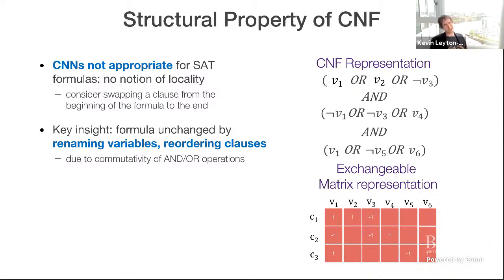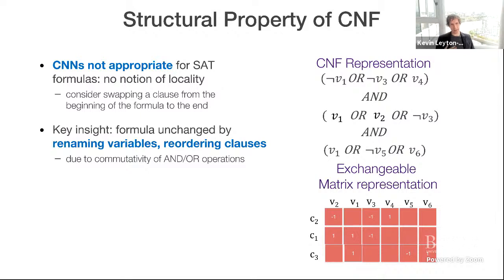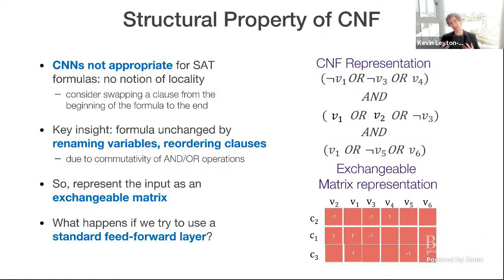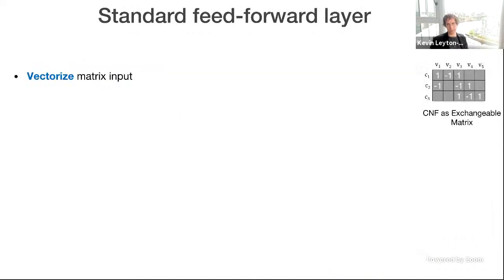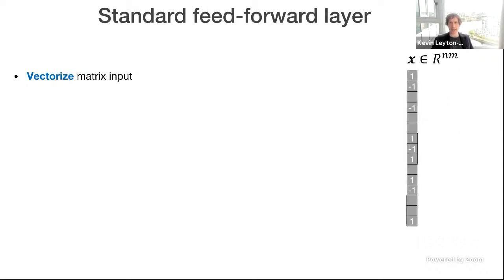So in SAT, the key insight is that the formula is unchanged by renaming variables or reordering clauses, because the and and or operations in the CNF are commutative. So we want to say that the input to a SAT formula should be represented as an exchangeable matrix. So what happens if I try to use a standard feed-forward layer of a neural network on an exchangeable matrix like this? Well, typically what you would most naively do in machine learning is you take your exchangeable matrix and you vectorize it.